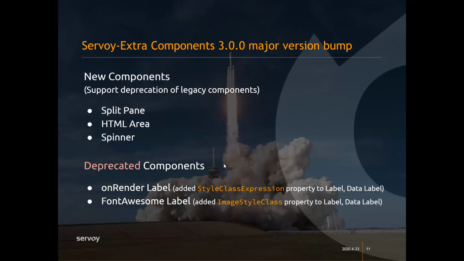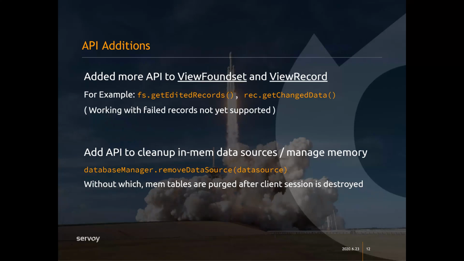I have just a few more slides of some other little odds and ends in this release, and then we'll definitely do some more fun demo stuff on Thursday. We did some API additions. You may remember we released a couple of releases ago two new types of data sources or found sets, the view found set, which is a lot like the memory found set. These are found sets that can be generated off a SQL query. And we brought the APIs of those classes more in sync with the regular found set API and the regular record API.